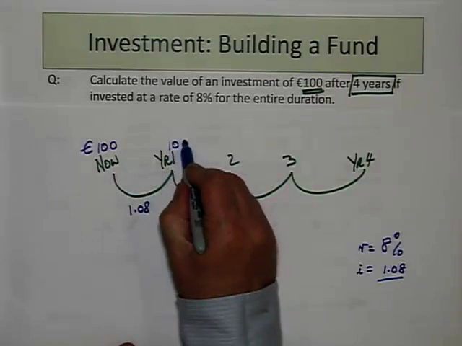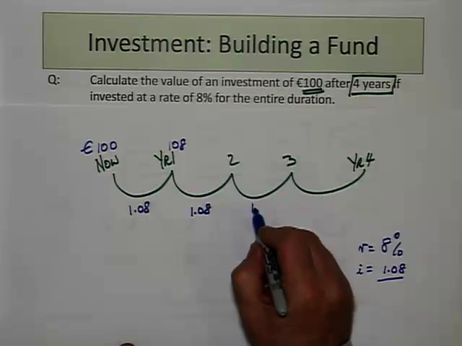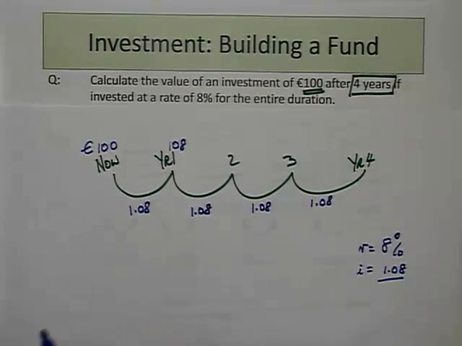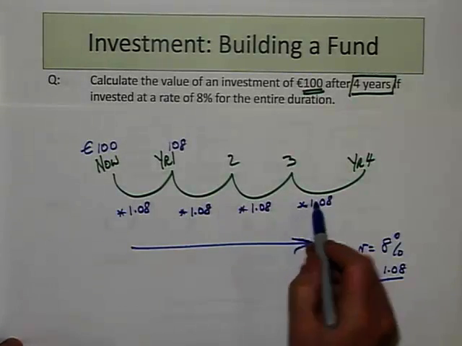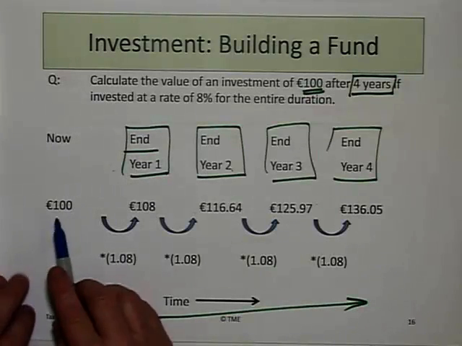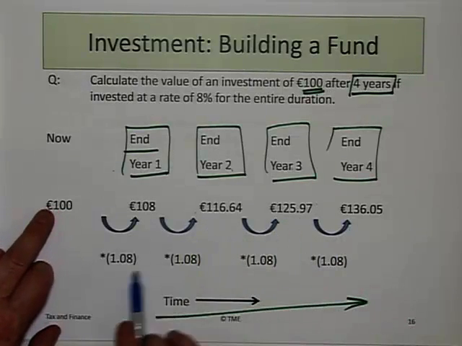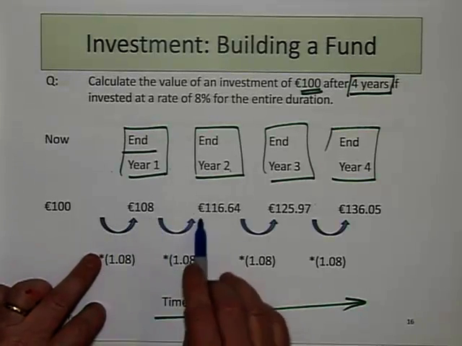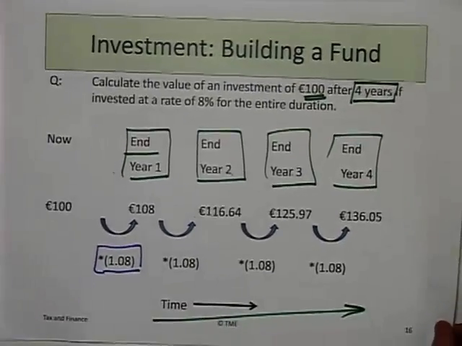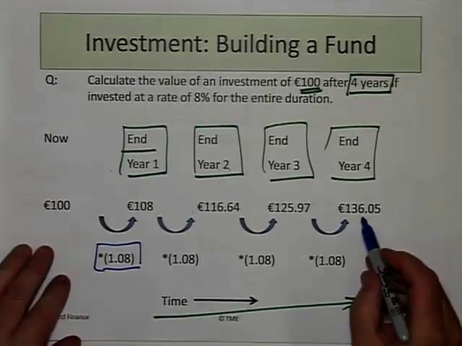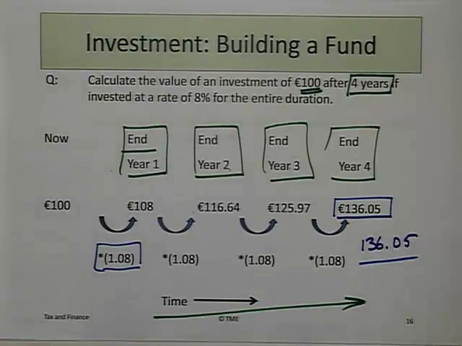So this becomes 108. If I then do 1.08 again, I use the calculator and I find that one. And again, and again. And as I'm moving from left to right, I'm always multiplying here because the money is getting bigger. So here you can see that I move from now to 108, 116, 125, and 136. Each time I'm multiplying. The common link in this loop is that under each one there's a multiplication by 1.08. And that tells me that at the end of the 4 years here, the answer is 136.05. And that's the fund.